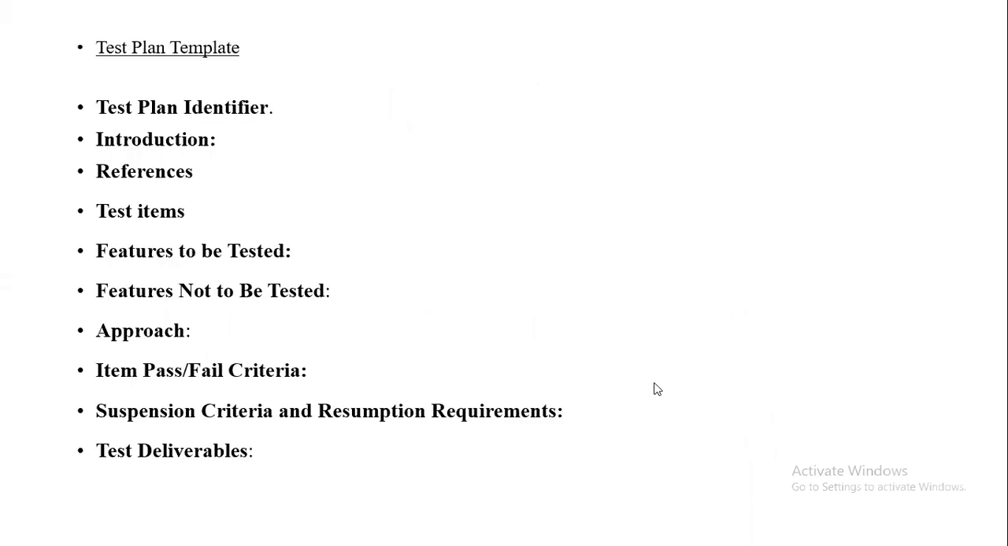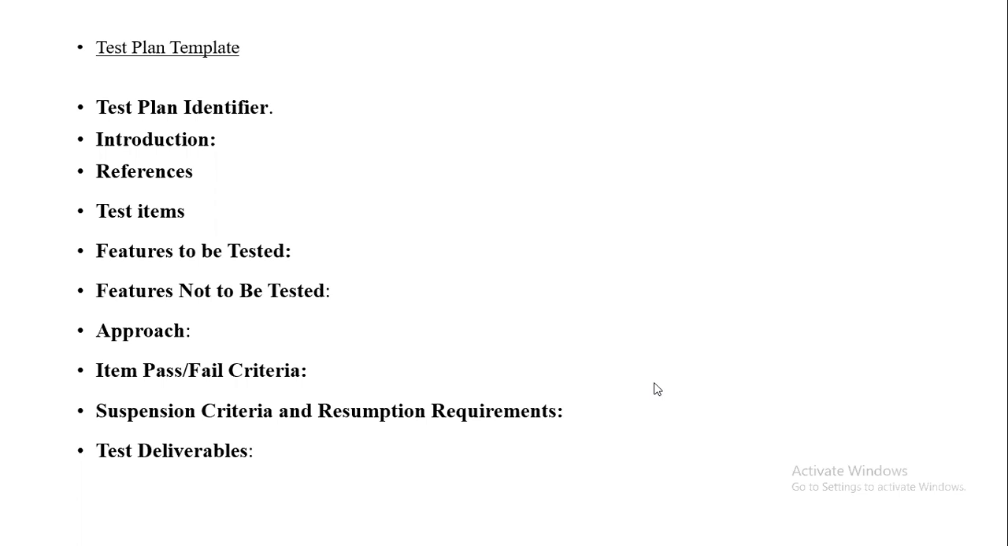So this is a test plan template. How should the test plan template look? First we'll have the test plan identifier, which is going to identify the plan, and then the introduction: what it is about, and what the test plan is for which we have written it. And then differences, that is, from where we have changed from before.